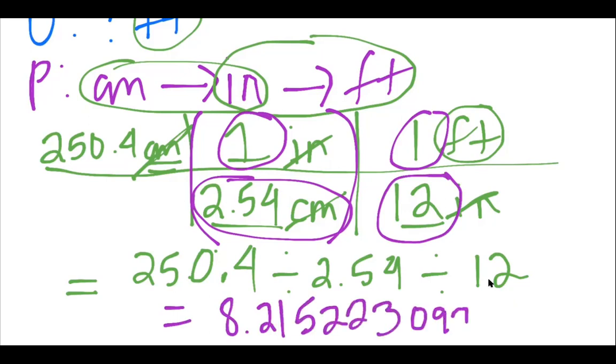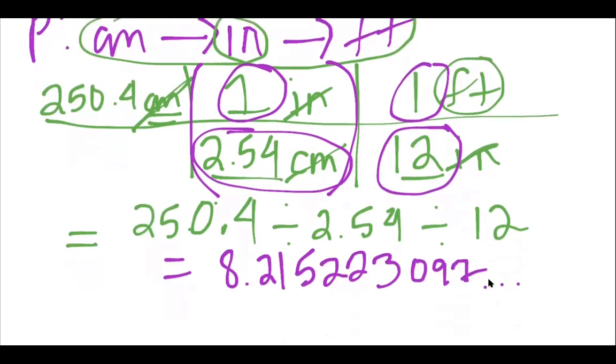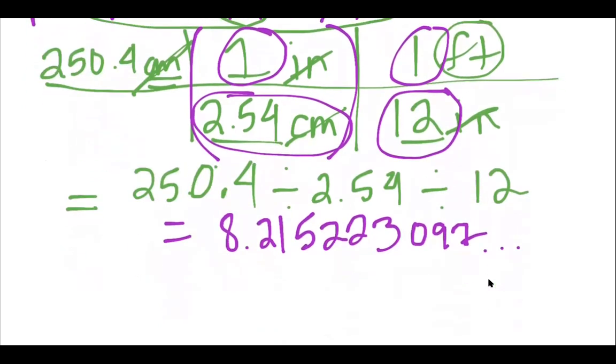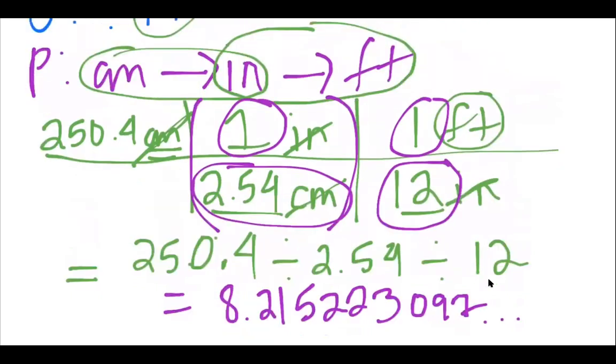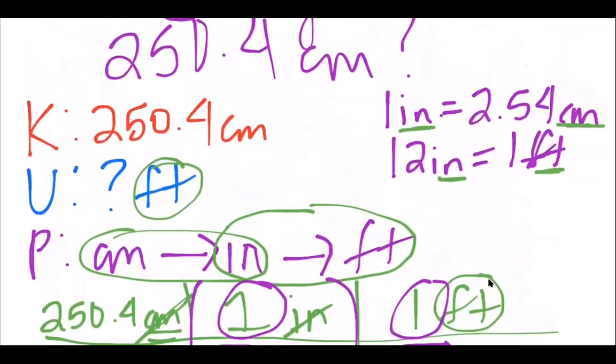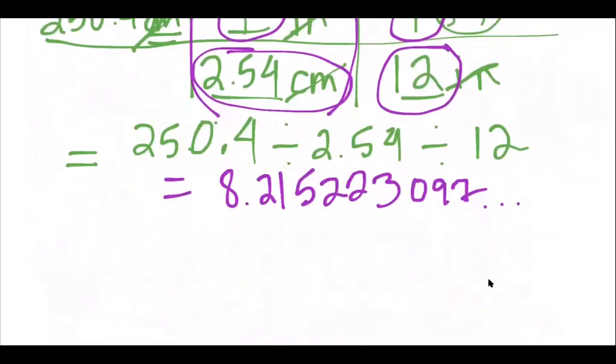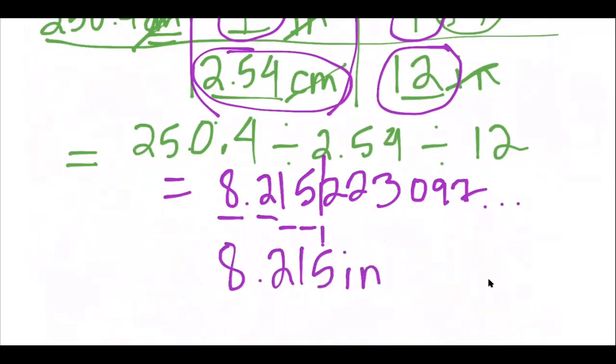8.215223097. It keeps going. So when I round my answer, this is where you have to think back to the beginning of the year when we did sig figs. And so we'll have to practice this some more. But look at your known, this number, 250.4, that has 4 significant figures. So my answer would need 4 significant figures. So 8 and then 215. So I would want to cut it off after that. And so I would have 8.215 inches, or feet, sorry, feet, not inches. 8.215 feet.